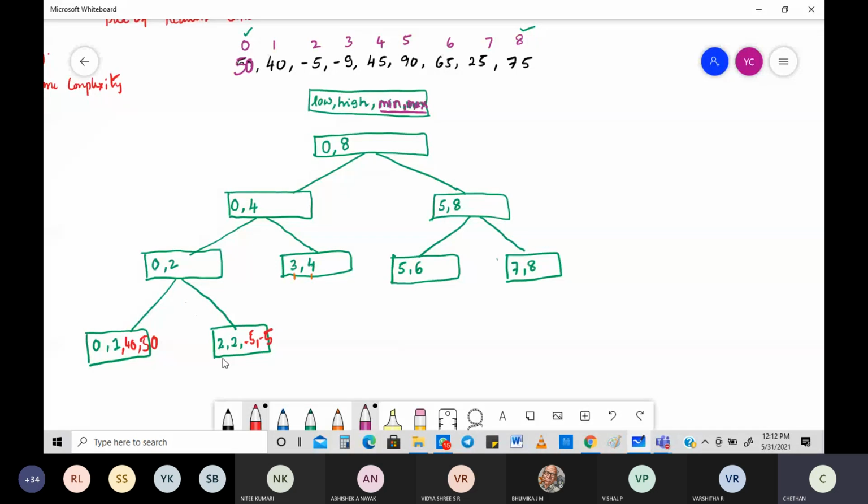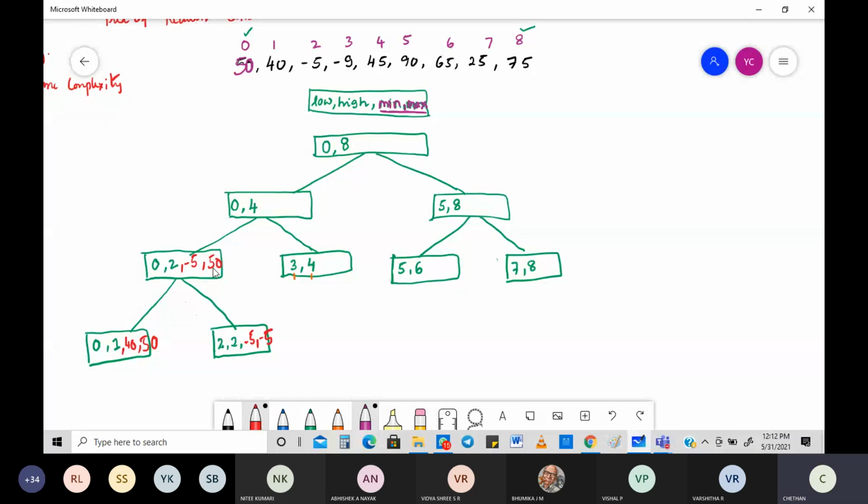Now these two are not done. Now you go for 0 to 2. From 0 to 2 you need to figure out. That's one way. You could always look here and figure it out, or you can write from here itself. Between these, which is the minimum element? The minimum element obviously is -5, correct? What is the maximum element? 40, 50, -5. The maximum element is 50.